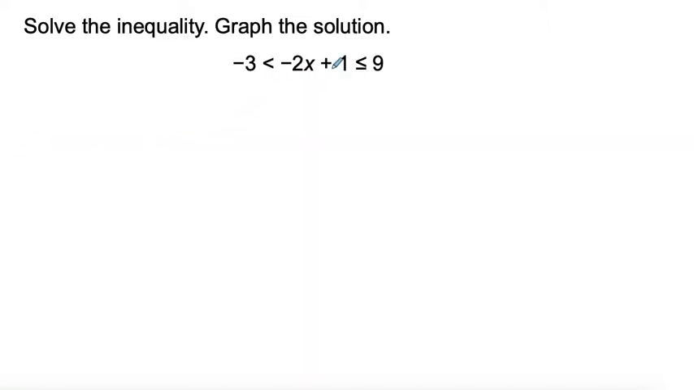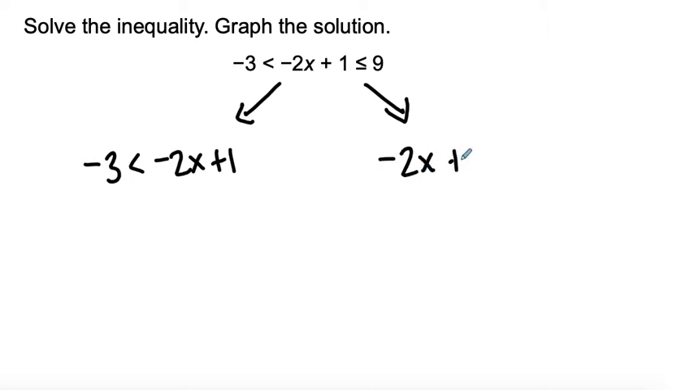Our next compound inequality example. So this is an "and" statement. This statement says that negative 2x plus 1 is greater than negative 3, and it is also less than or equal to 9. So notice in this "and" statement, we only have one expression between our two numbers, our two endpoints. So we're going to split this up into two separate inequalities. We're going to look at this as negative 3 is less than negative 2x plus 1. And we're going to look at it as negative 2x plus 1 is less than or equal to 9.